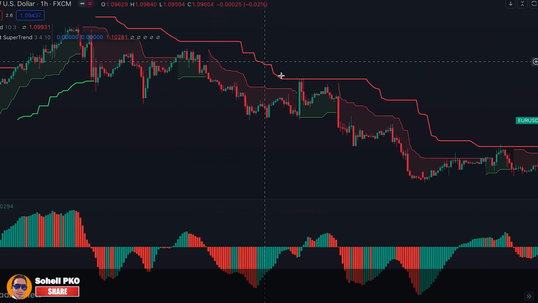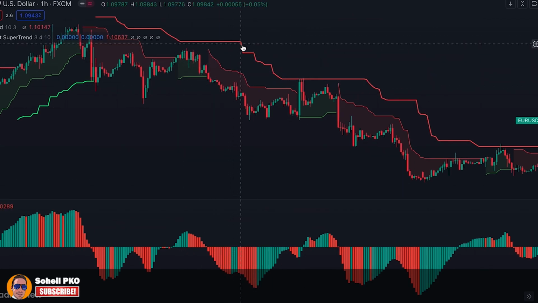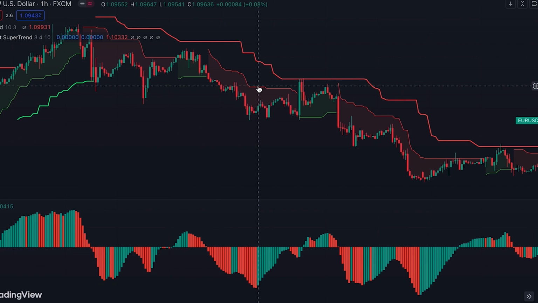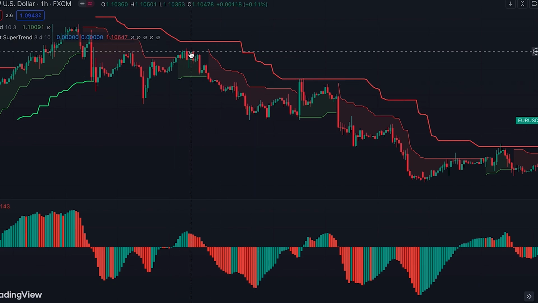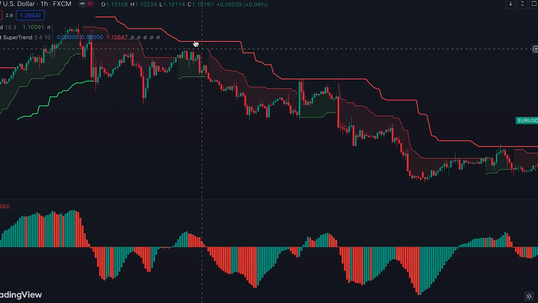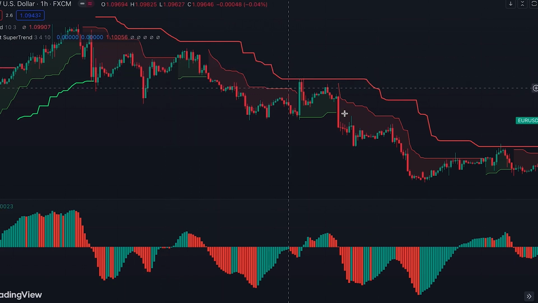This thicker line that is placed further away from the price is Pivot Point Super Trend, and it's going to help us with the overall trend. And this one is the ordinary Super Trend, and it's going to help us with the pullbacks and discovering trading opportunities. When Pivot Point Super Trend is red, it tells us that we are in a downtrend, and in this situation we must look for short position opportunities.